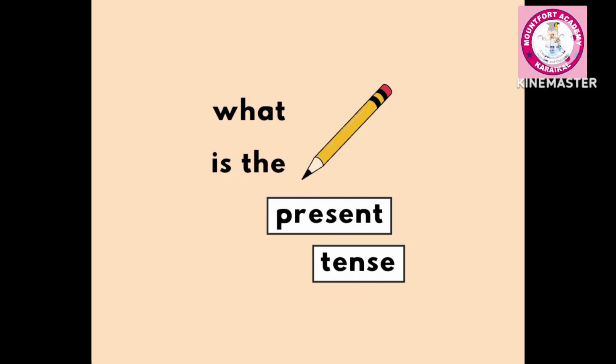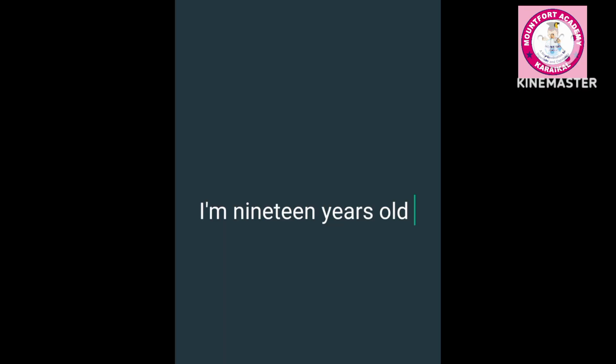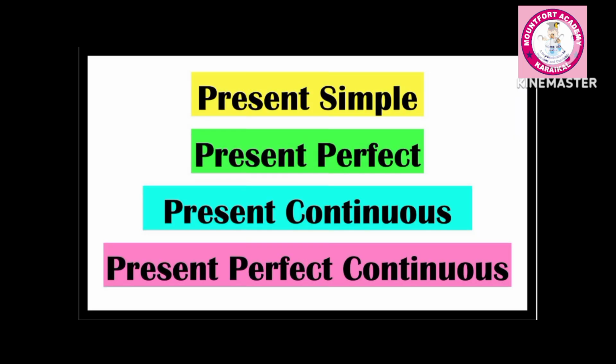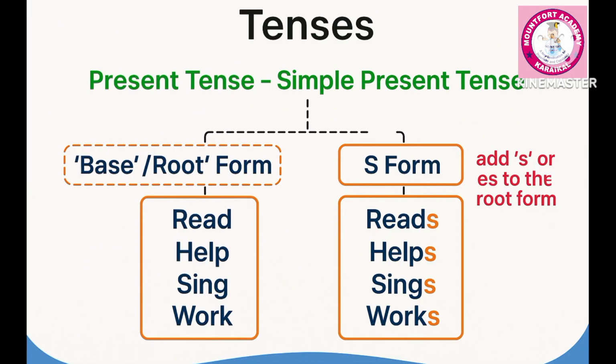Okay, let me explain. Simple present tense is used to talk about an action which happens on a regular basis. For example, I am 19 years old. Another one, he lives in London. The 4 forms of present tense are simple present tense, present continuous tense, present perfect tense, and present perfect continuous tense. Now we are moving to simple present tense.